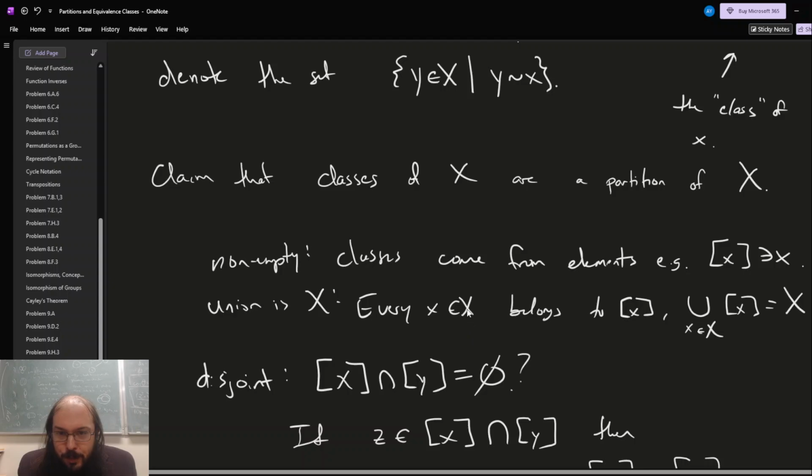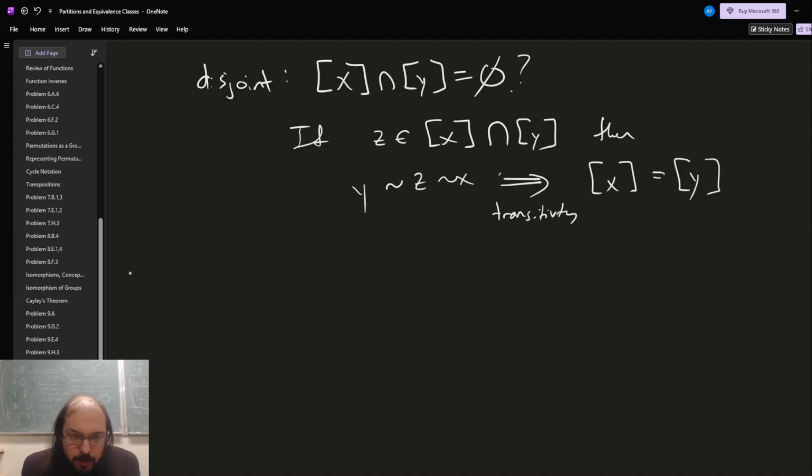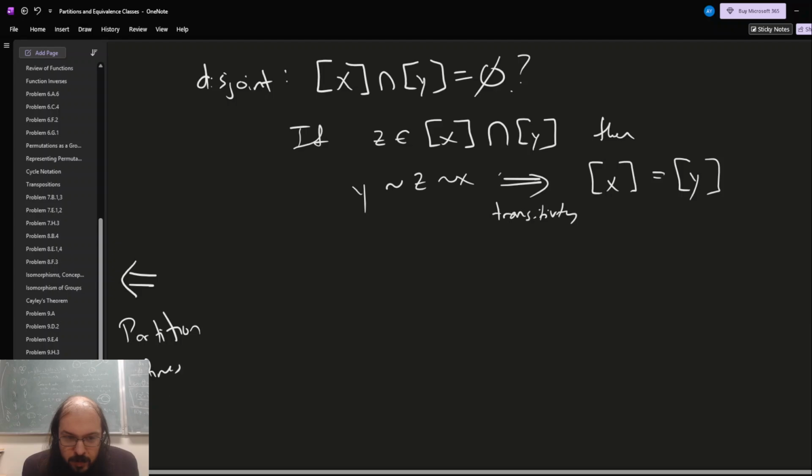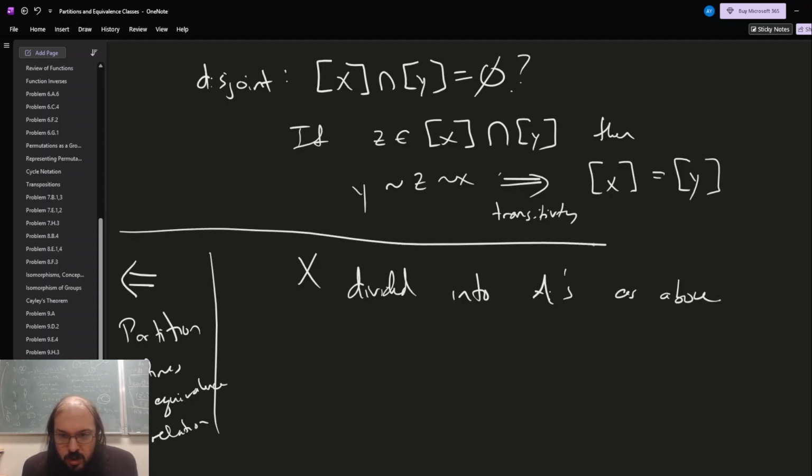So far, we have proven that equivalence classes give a partition. Now we have to do the other way around. This is partition defines an equivalence relation. I think this direction is easier. For this, what we do is we have X divided into A_i's with those properties. Maybe we should cut this off here.